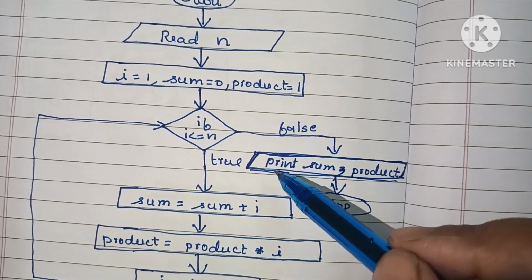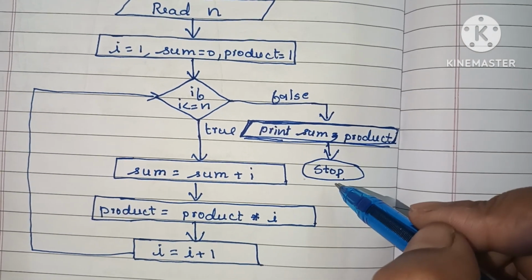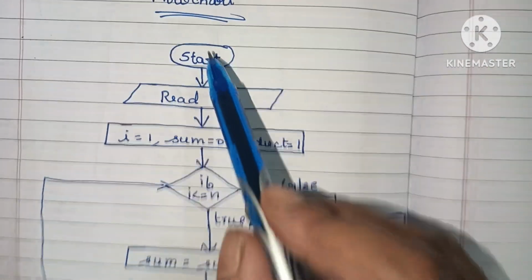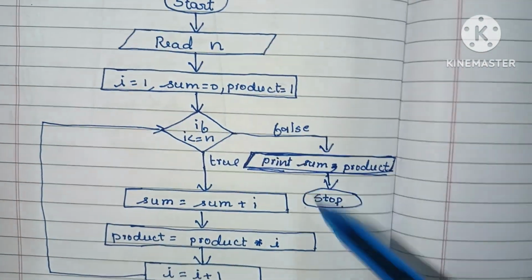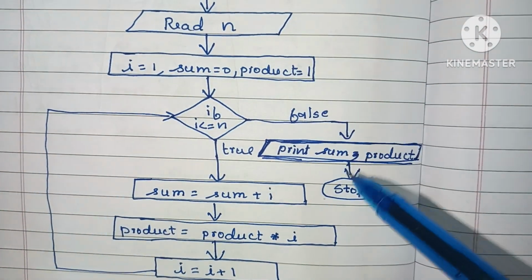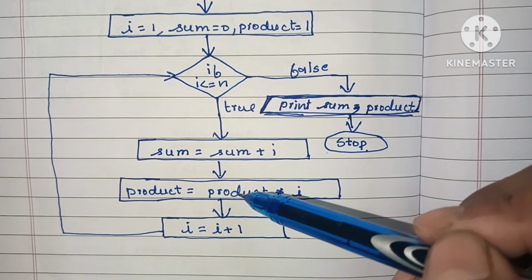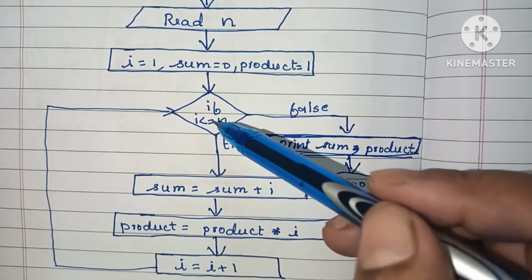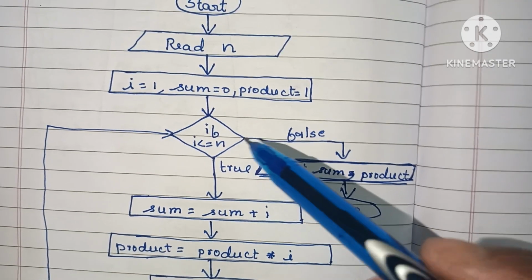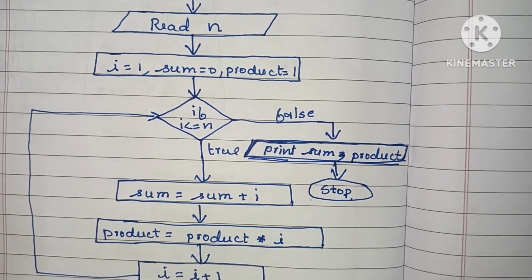Here output is written within a parallelogram shape, and finally we have to stop the flowchart using the stop statement. See guys, here start and stop statements are written within an oval shape. Input and output are written within a parallelogram shape. Declaration and calculation are written within a rectangular shape, and comparison is done within a diamond shape. So guys, this is the flowchart to find the sum and product of the first n natural numbers.